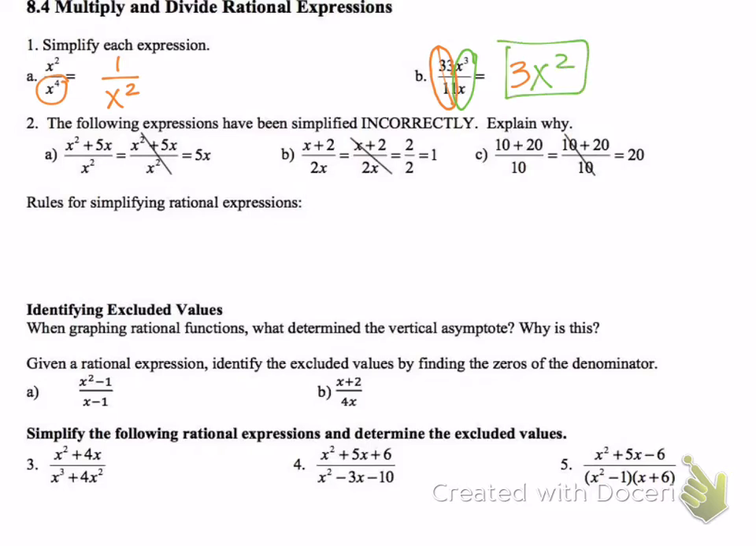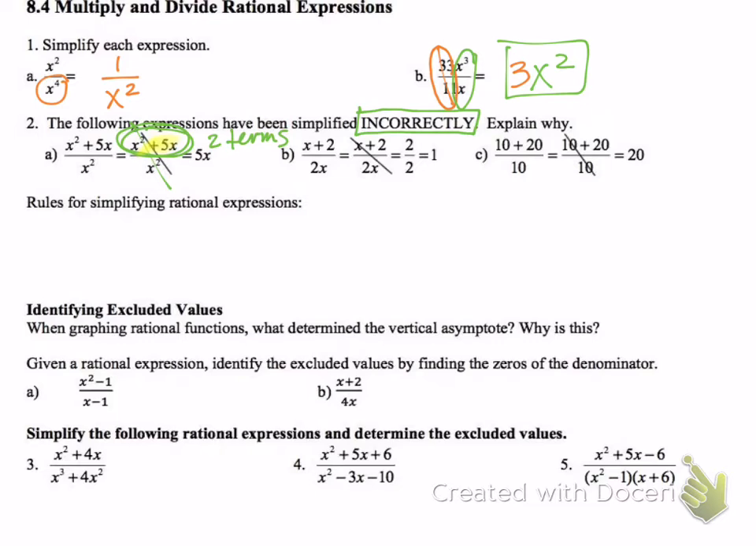For number 2, these are all incorrect. These are just some common mistakes. So if we look at part A, why is part A wrong? Why can I not cancel the x squared and the x squared? Because I have 2 terms on top, so the x squareds don't cancel. And they're separated by a plus sign. So if I have 2 terms on the top separated by a plus sign, the x squareds don't cancel.